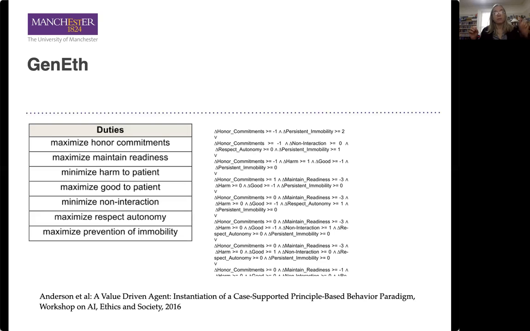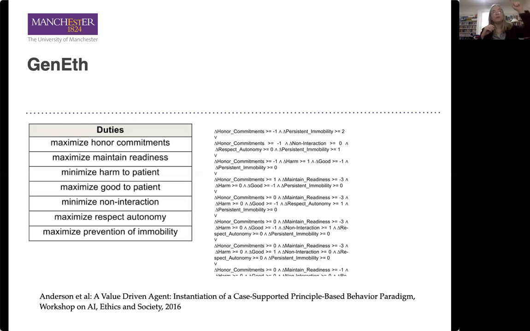And so what you're seeing on the right here is what is actually then developed underneath the hood. If you like, it's a partitioning of a multi-dimensional space with respect to how two actions compare in terms of duties.